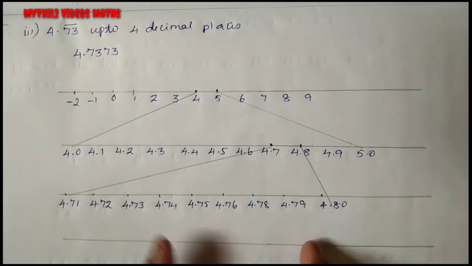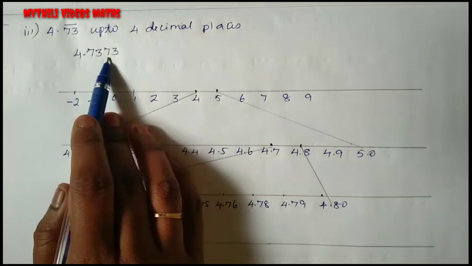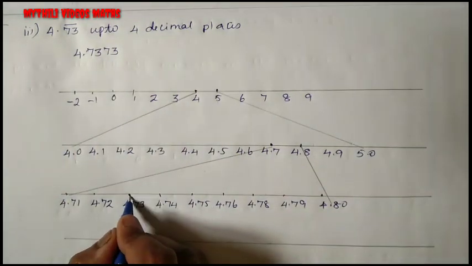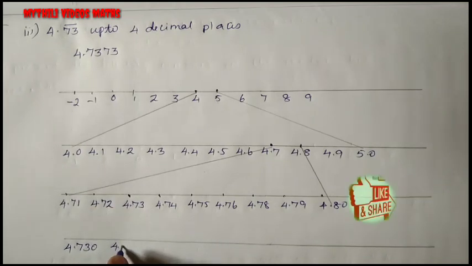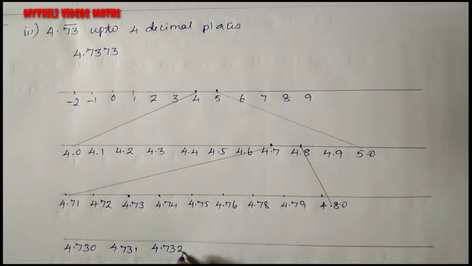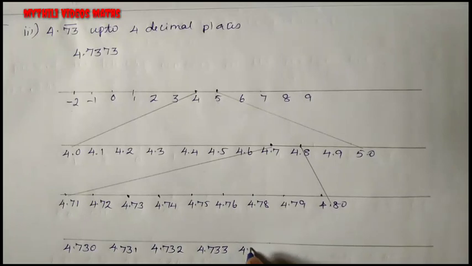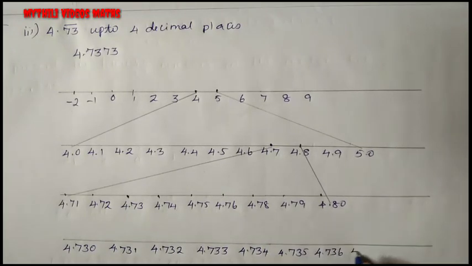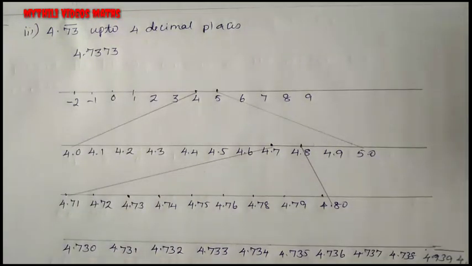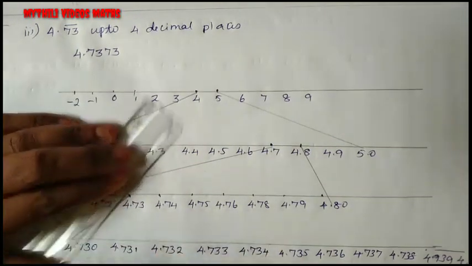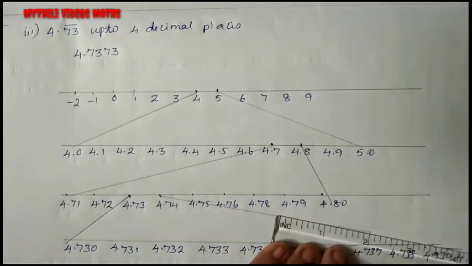After that, in between what all the numbers are there? Listen, 3 digit number. So 4.737. So 4.73 is here, 4.73 is here and 4.74 is here. In between what all the numbers are there? 4.730, 4.731, 4.732, up to 4.739, then 4.740. Okay, so this much of numbers will come. The same thing, again we have to just mark. 4.73 is here, and 4.74.